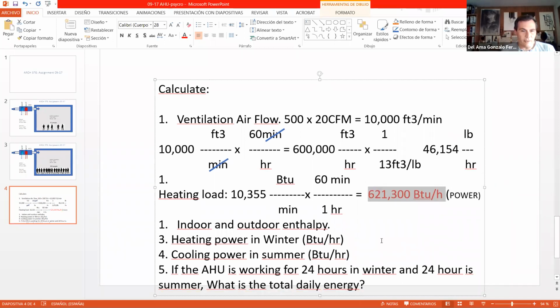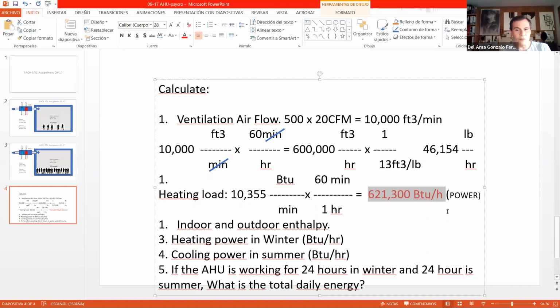Then, in this case, the air handling unit is working 24 hours in winter and 24 hours in summer. So if we want to calculate the energy, we have to multiply this times 24. So this is the power. If it's working 24 hours, we multiply this times 24, and it will be a few millions of BTUs, and then you divide by 100,000, and then you have therms.